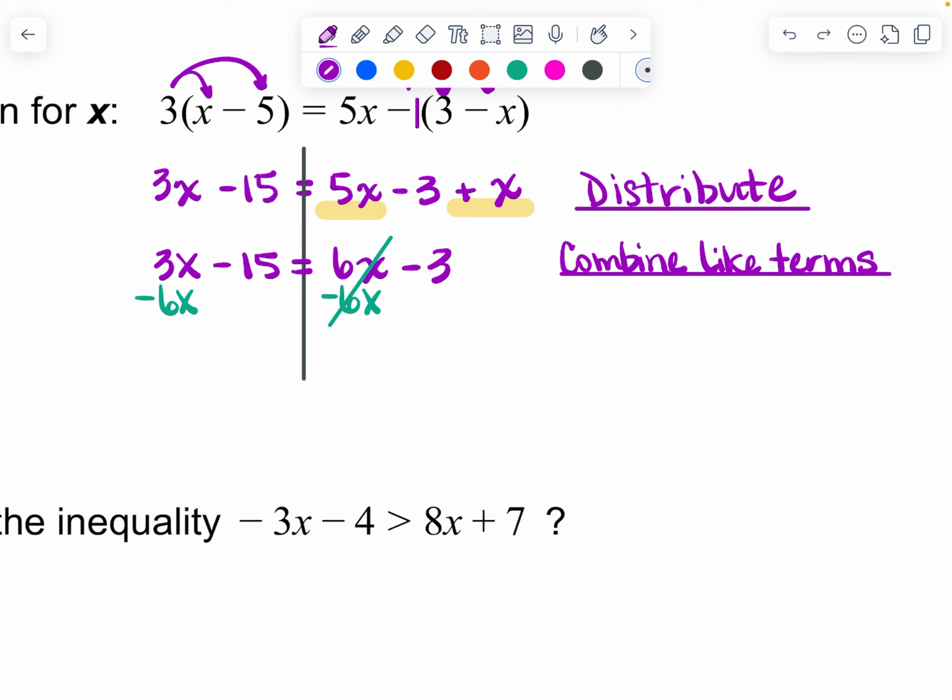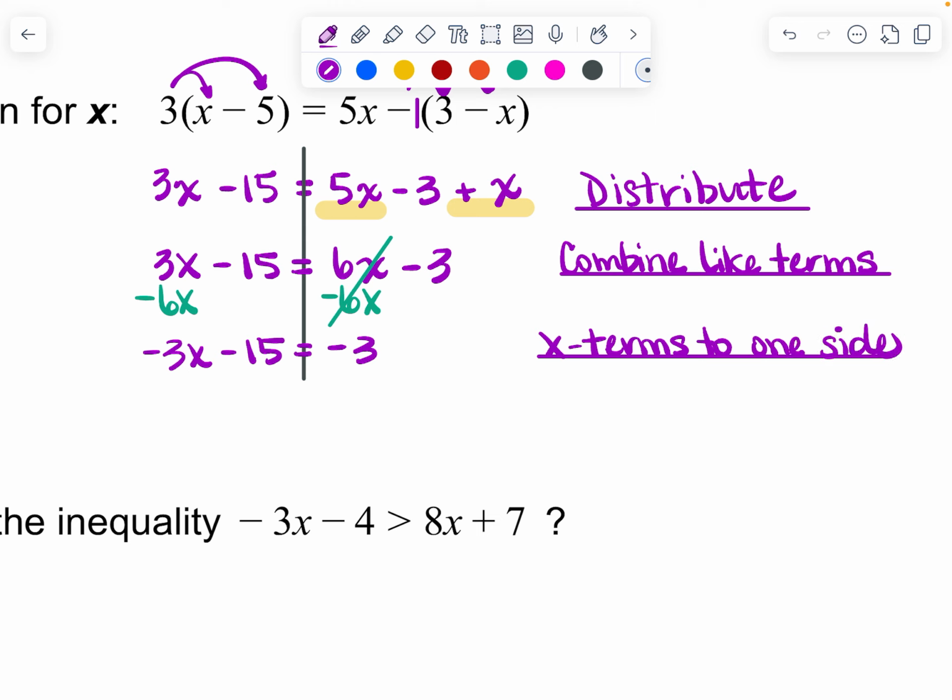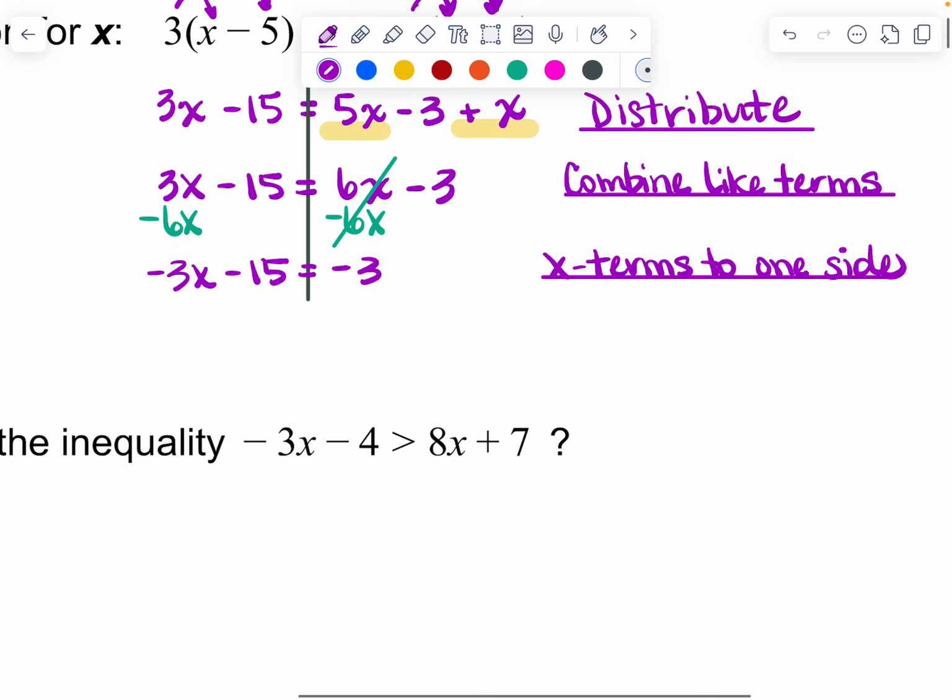Now I can combine the like terms because they're on the same side. And 3x's minus 6x's is negative 3x's. And don't forget, that's a negative 3, right? That negative belongs to that 3. So I'm going to put my next step here. X terms to one side, right? Now I've got all my x's to the left, but I have constants.